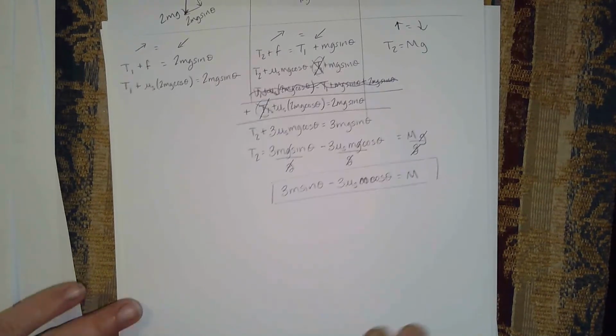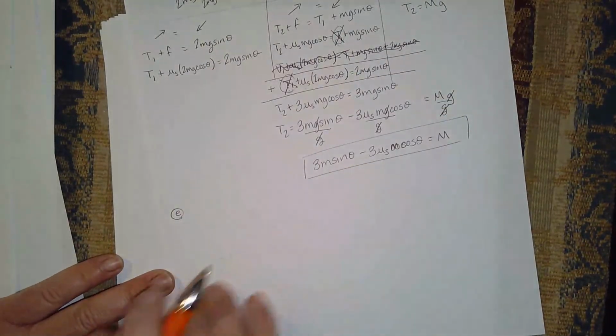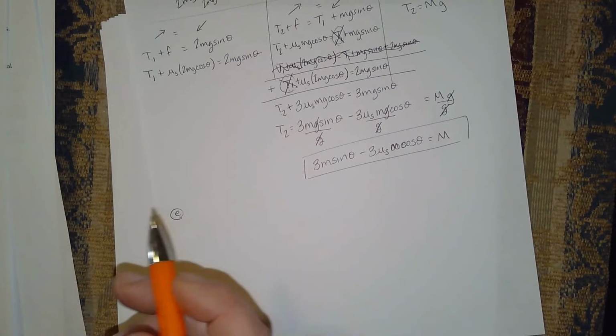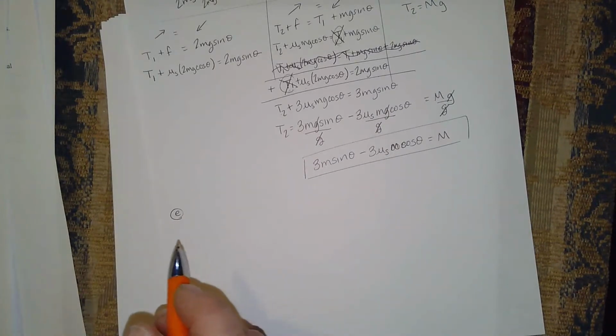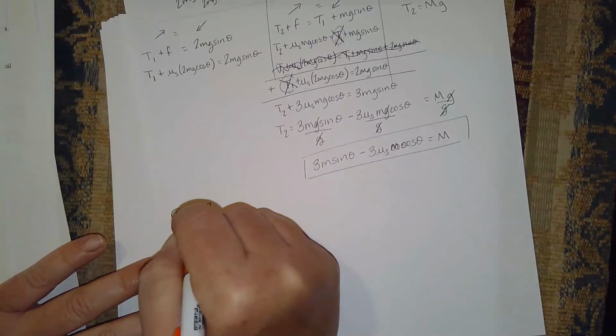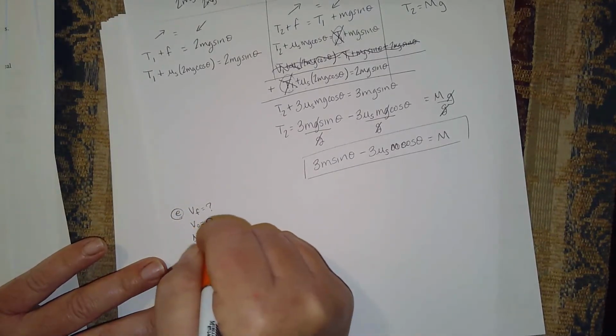Okay. Now on E, we're going to use what we have here to do E. It says now we're going to cut the string. And so now we're going to have sliding friction. Coefficient of kinetic friction is mu k. And it says how fast is it going to be going when it reaches the bottom of the incline. So I'm looking for v final. And I know that originally they start at rest. And I know they're going to travel a distance d.